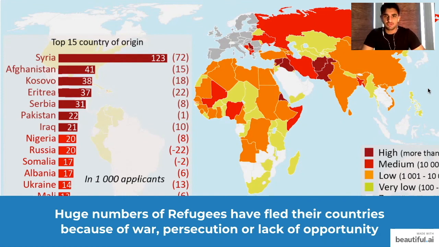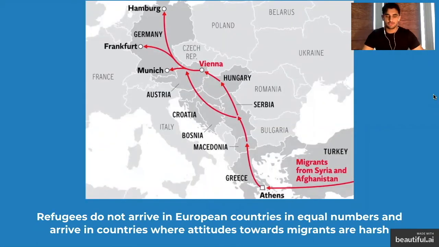And so a lot of these refugees have fled these countries because they don't want that life for their kids. And they've fled because of numerous reasons: war and persecution and lack of opportunity, etc. Now, the problem for Europe as a continent is that when refugees travel from the Middle East and North Africa, they don't travel in equal numbers to each European country.